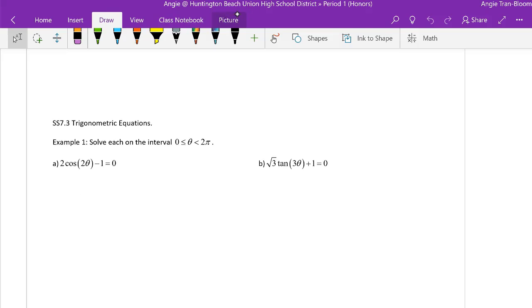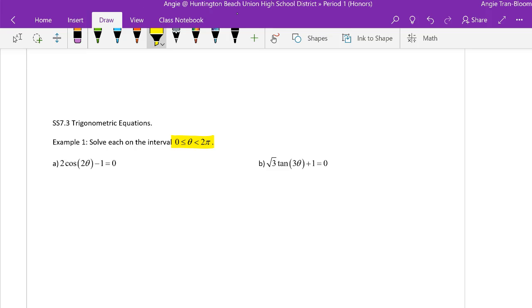Hey guys, this is the recording for 7.3 trigonometric equations. Okay, so example 1: solve each on the interval from 0 to 2 pi, non-inclusive at 2 pi. So what that means is that I'm solving for one full revolution or one full period.